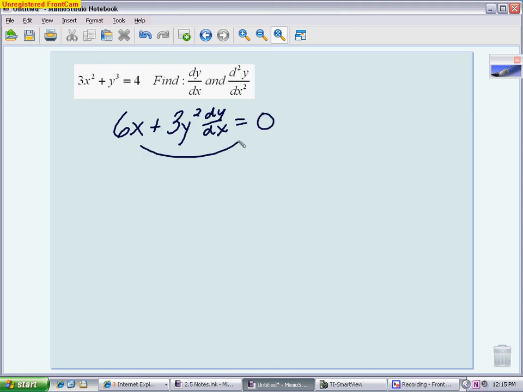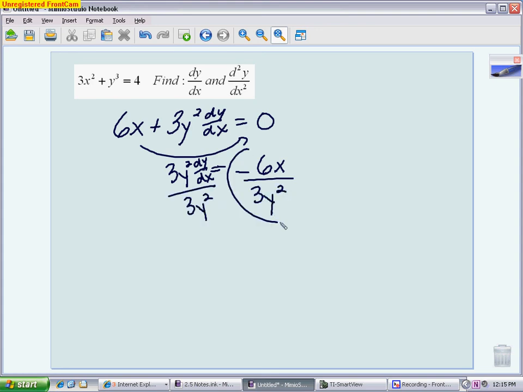I'm going to move the 6x to the other side by subtracting it. And then I don't have to do any factoring out because there's only one term left. I'm just going to divide by the 3y squared. This is my derivative.